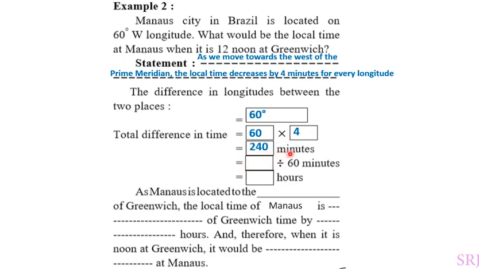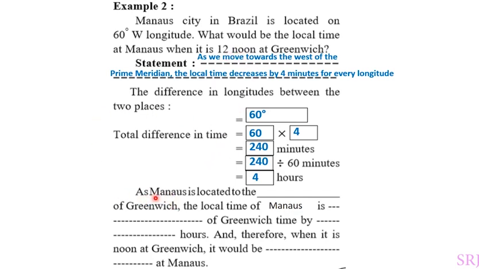Now in 1 hour, how many minutes are there? 60 minutes. So 240 divided by 60 minutes. And when we divide, we get the answer as 4 hours. So now here it is clearly seen that Manaus is 4 hours behind the Greenwich time. So here we have to go 4 hours behind. When it is 12 noon at Greenwich, move 4 hours behind.